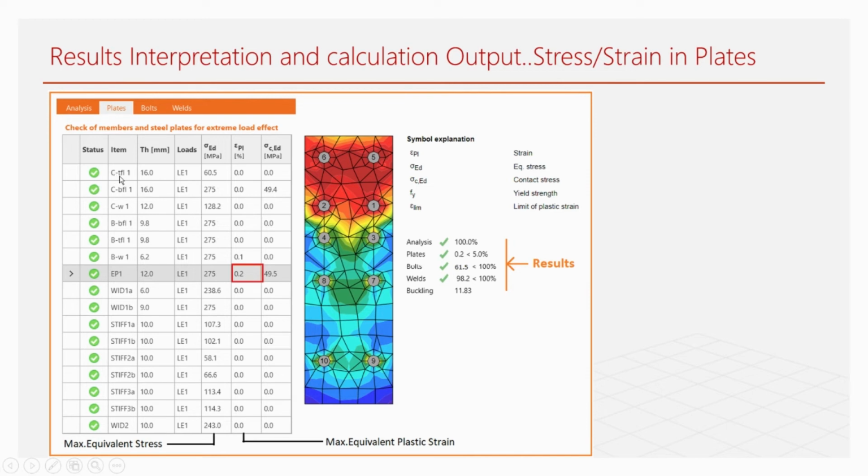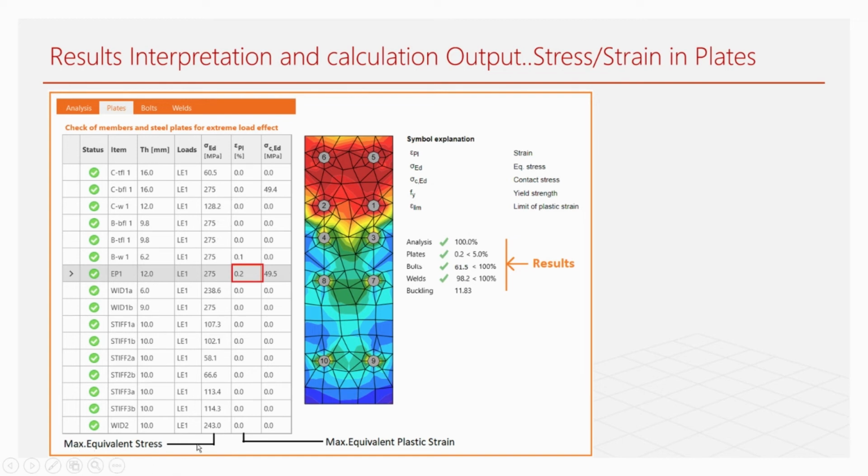You can see the column part is checked: column top flange, column bottom flange, column web, beam bottom flange, top flange, beam web, and this is the end plate. In our case, in this particular connection, the governing part is the end plate, and which is 0.2% of the strain, which is reported here. So this is how the results are interpreted for the strain and stresses in Idea Statica.